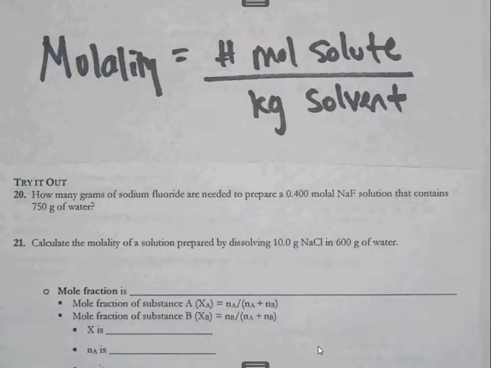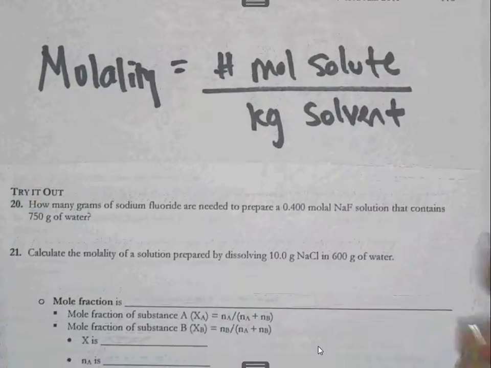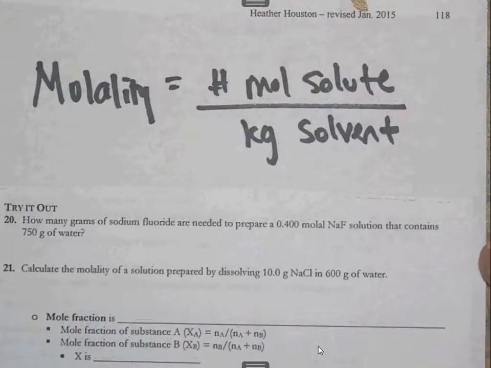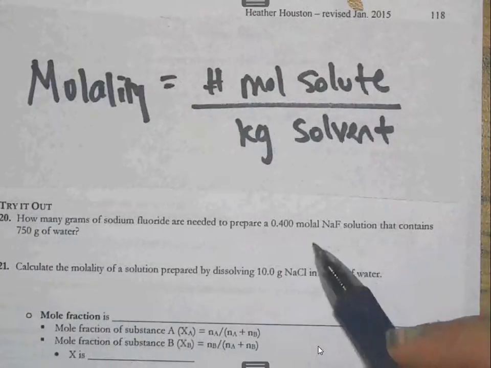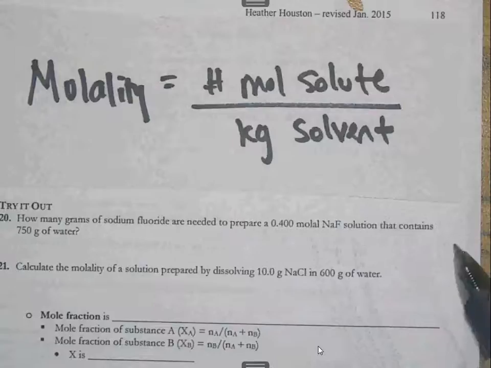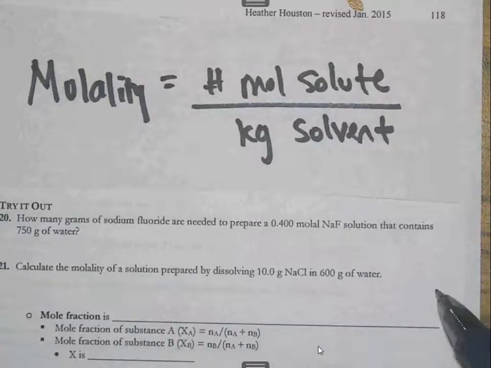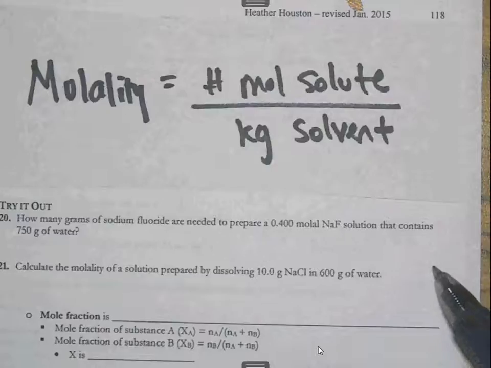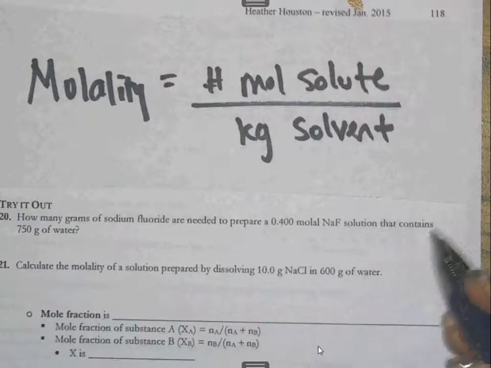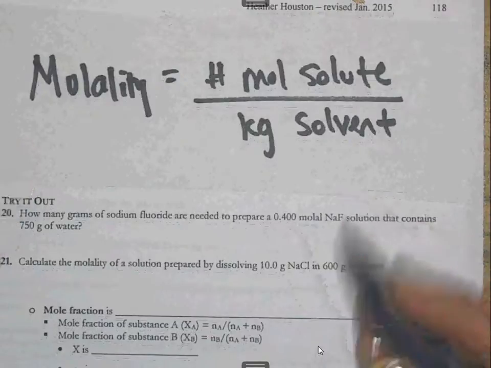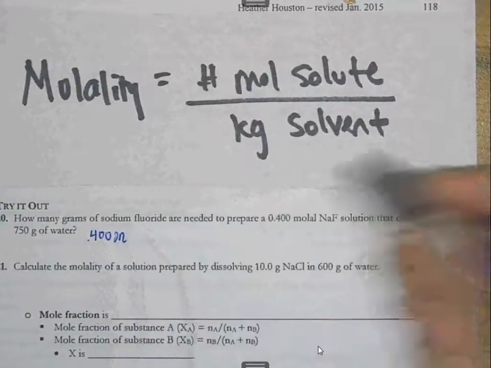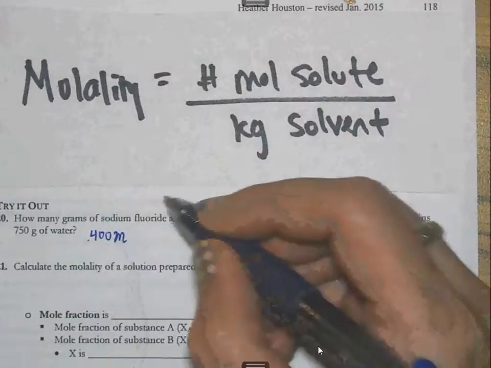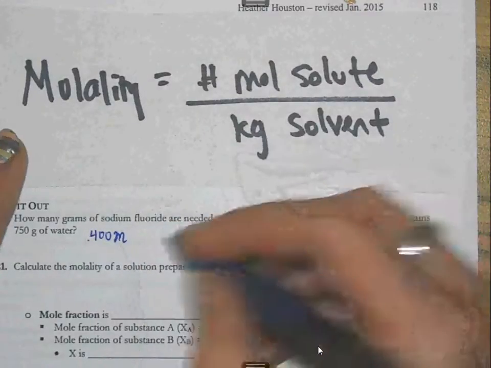So on my first example problem here, it says, how many grams of sodium fluoride are needed to prepare a 0.400 molal NaF solution that contains 750 grams of water? So automatically I've started you out with one that works backwards, basically. I'm already given the molality. The 0.400 molal is the answer to my problem as far as this setup is concerned.